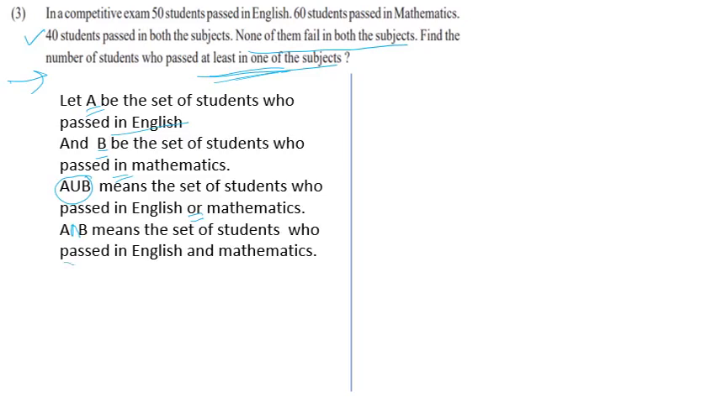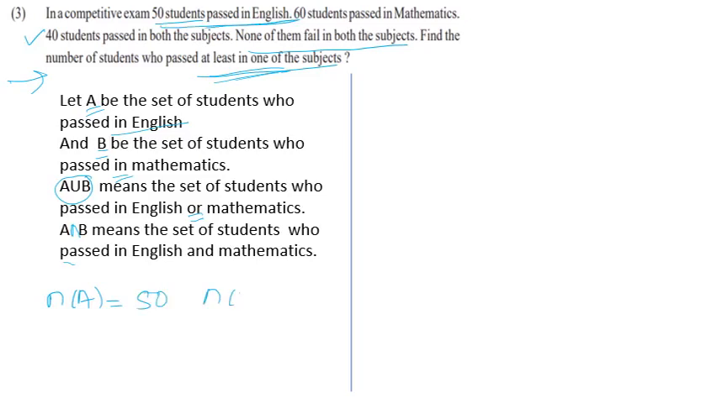Now find N of A. N of A means the number of students who pass in English. How many students pass in English? See in the example, 50 students pass in English. Therefore N of A equals 50.